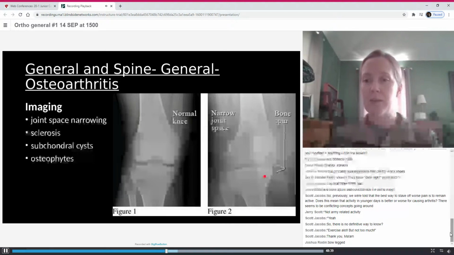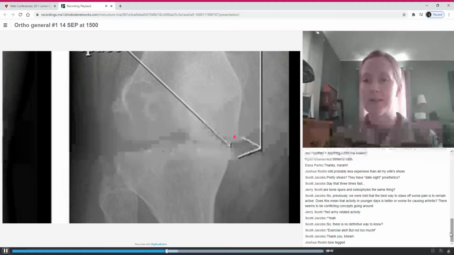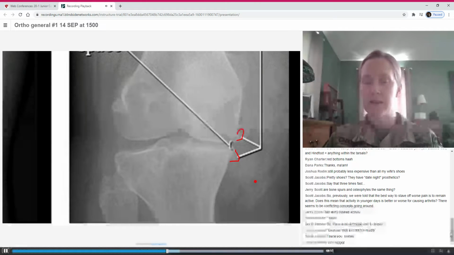Here, let me zoom in. I'll just switch it over to my hand motion. Okay, so we've got bone spurs out on the outside. Kind of there. A little tough to see in this projection. I hope it's a little clearer for you guys.